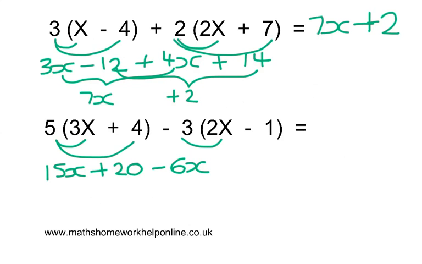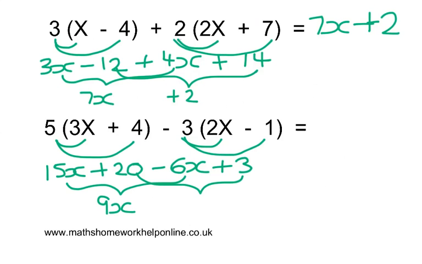And then notice here we've got minus 3 times minus 1. So minus times a minus is a plus. And then 3 times 1 is 3, so that will be plus 3. So now all we need to do is collect the like terms. So 15 minus 6 is 9, so that will be 9x. And then 20 plus 3 is 23, so that will be plus 23. And then finally putting that all together, we get 9x plus 23.